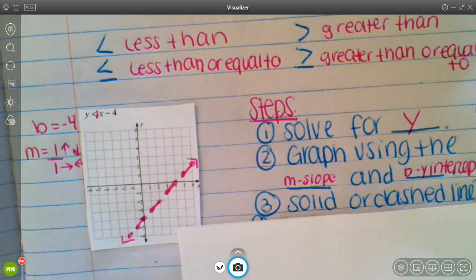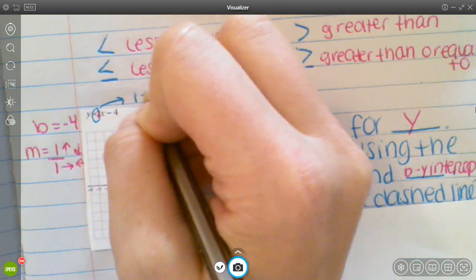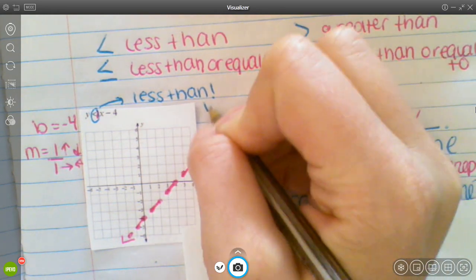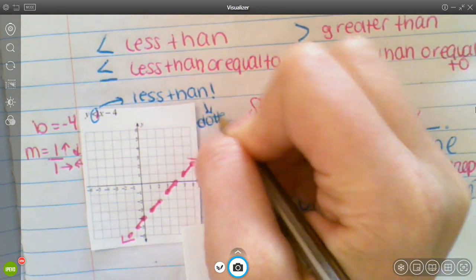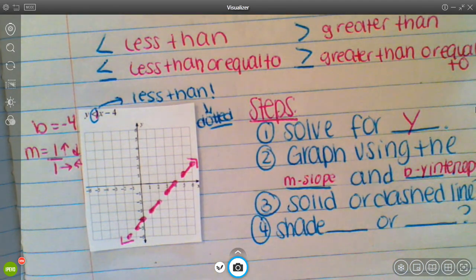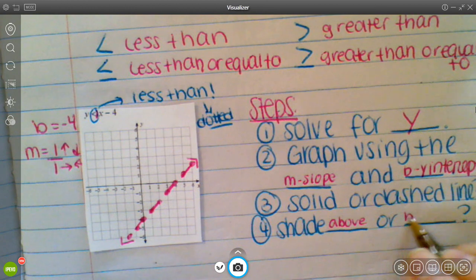So there's step 3. I'm going to circle this. I decided this because this is just less than. So that means this was a dotted line or dashed, however you want to put it. And then you have to decide if you're going to shade. The options here are shade above the line or shade below the line.